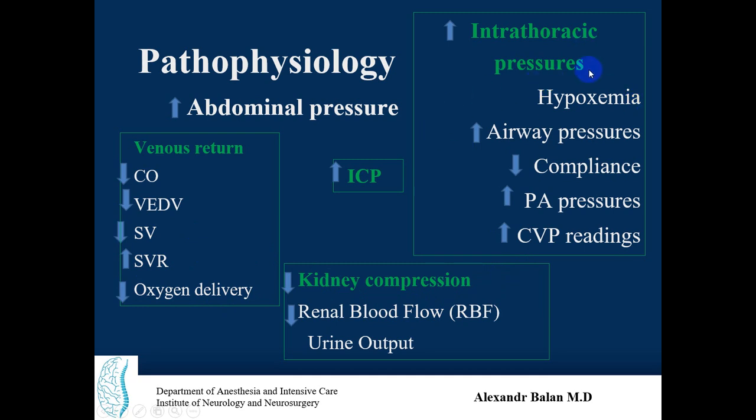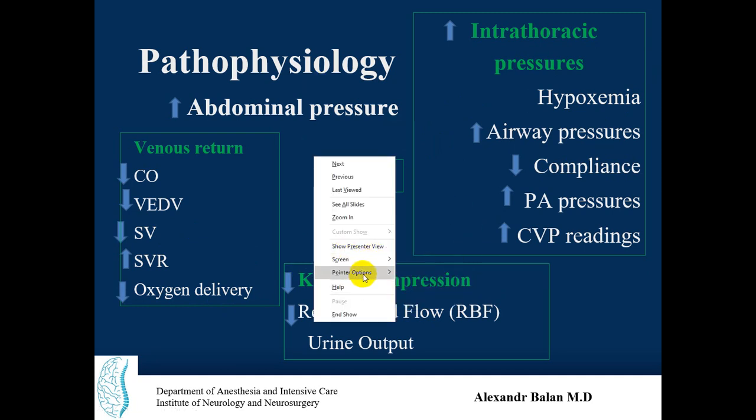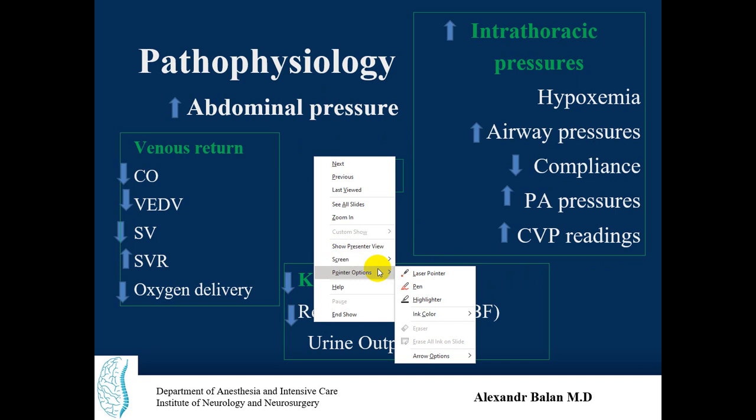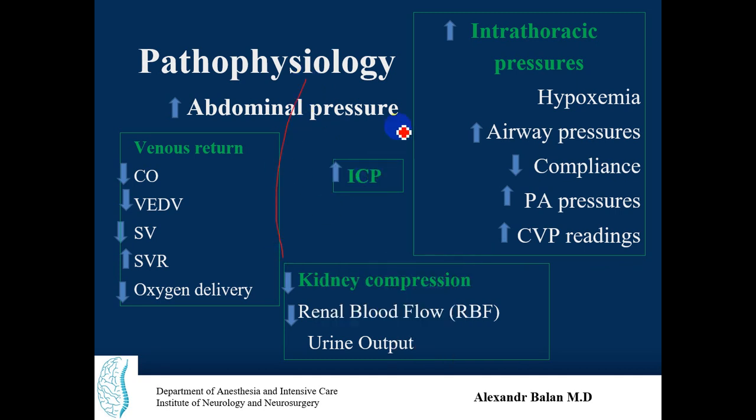And intrathoracic pressure increases because the intra-abdominal cavity will press up. Between abdomen and thorax, this will push up the diaphragm and will compromise airways with decreasing compliance, with increasing airway pressures, hypoxemia, increased pulmonary artery pressures, and increased central venous pressure readings.